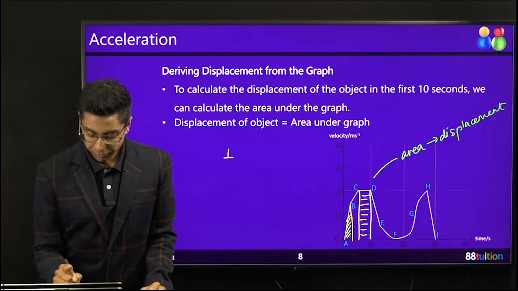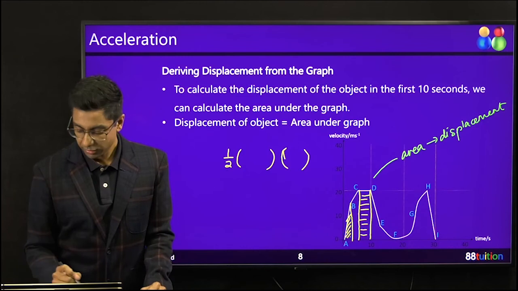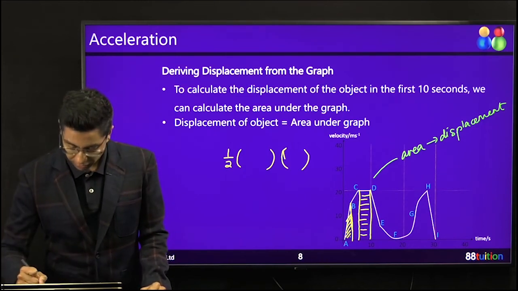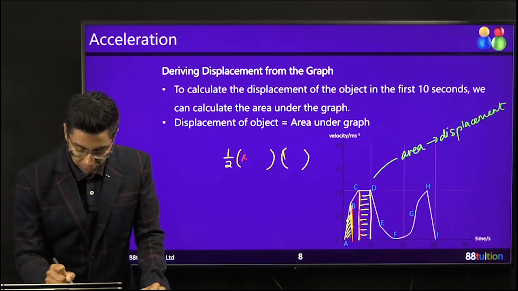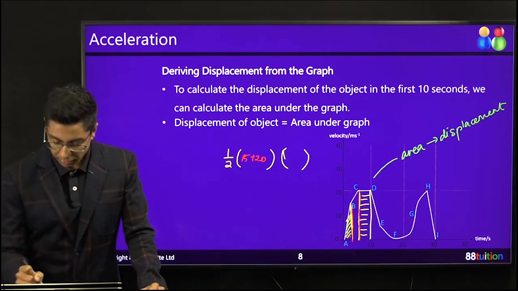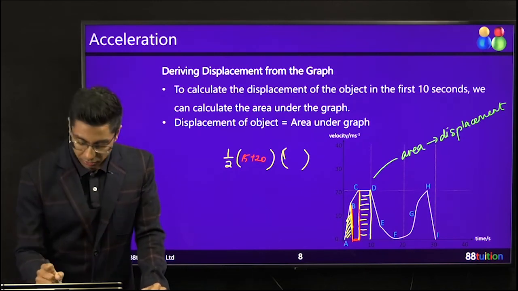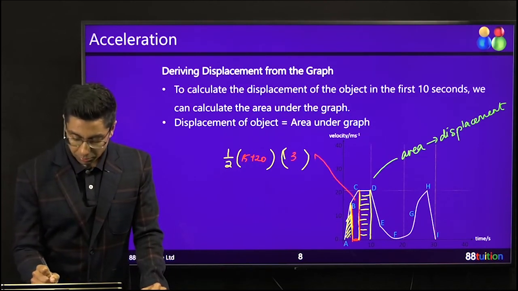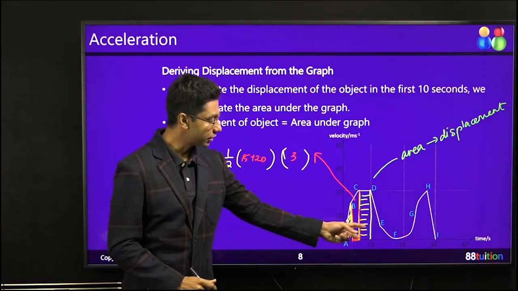You do half multiplied by the two parallel sides multiplied by the single perpendicular side. What does that mean? The two parallel sides are, let me take the red color, this, 15 and 20. So I put 15, but you must add them. And then the single, remember it was 3, so I put 3. And then you do the area of a trapezium. Of course, the other two are easy. Then you add them up. So you take the area, take the area, take the area.